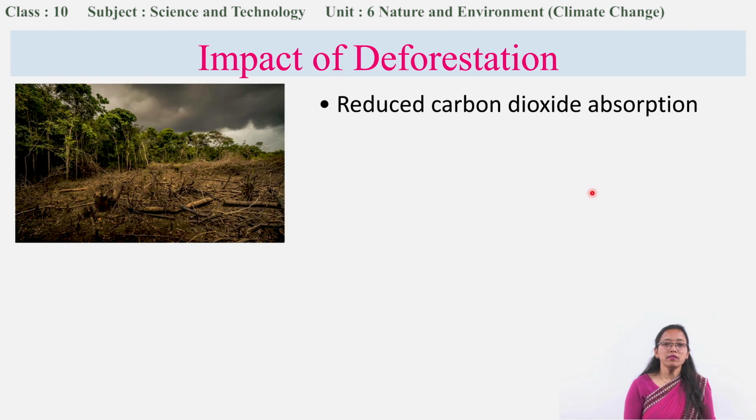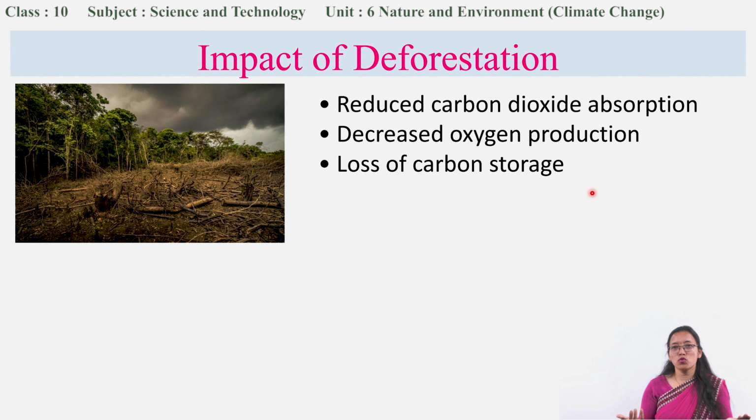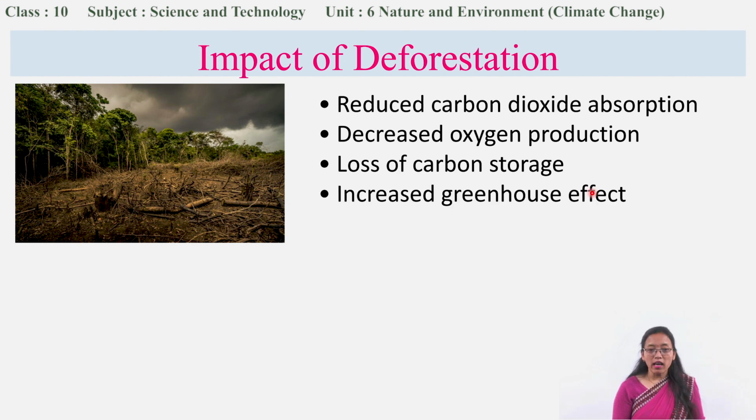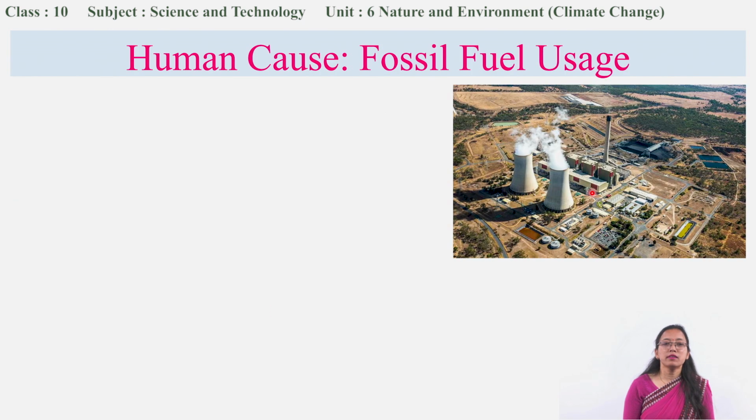Next, impact of deforestation. What are the impacts? See, reduced carbon dioxide absorption, decreased oxygen production, loss of carbon storage. If there are no plants, what will absorb and store the carbon? And it increases the greenhouse effect. If there is greenhouse effect, there is climate change, obviously. And there is soil erosion. These are some of the impacts of deforestation.